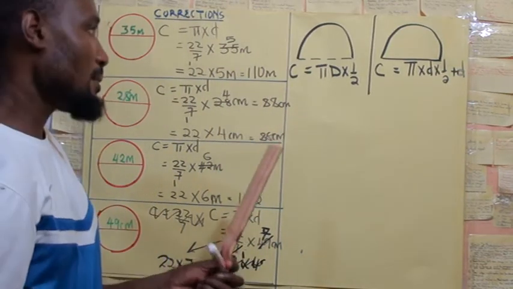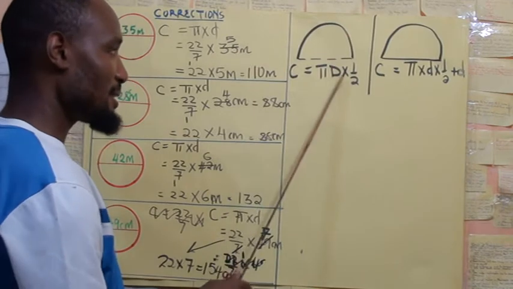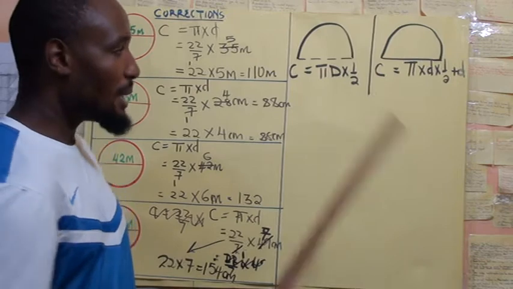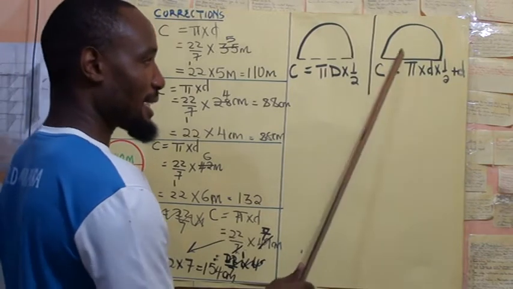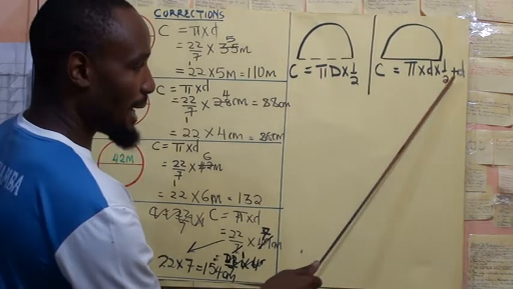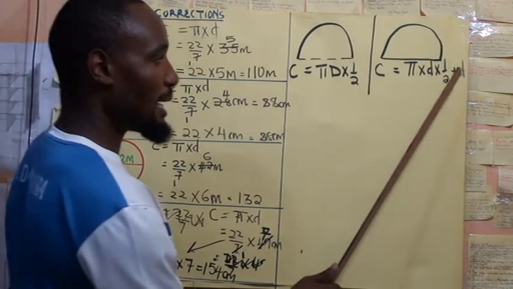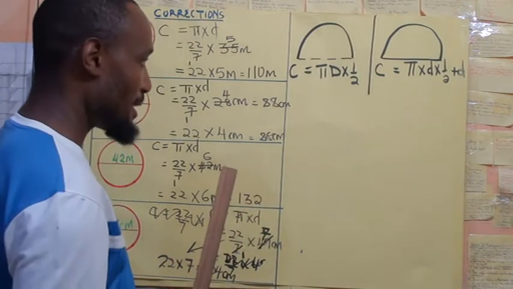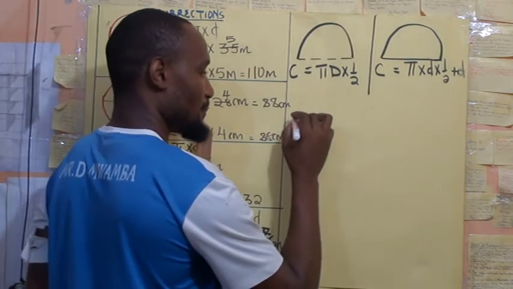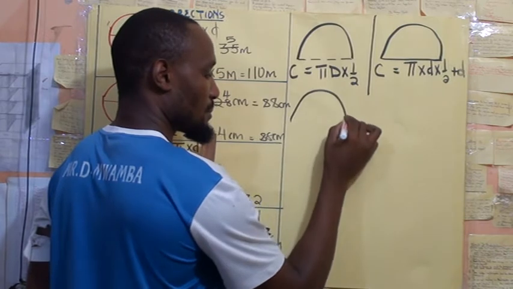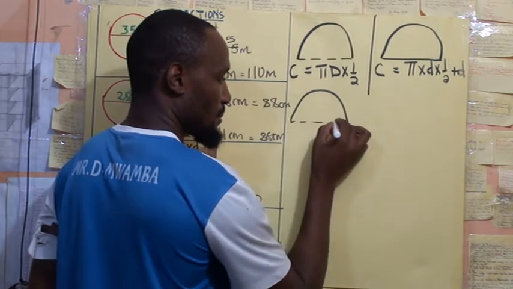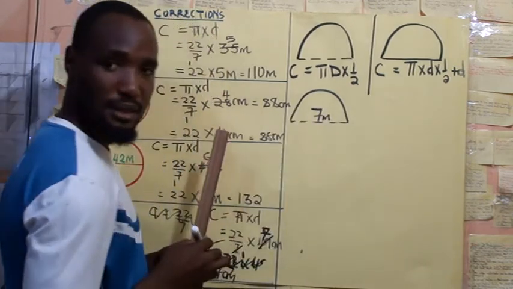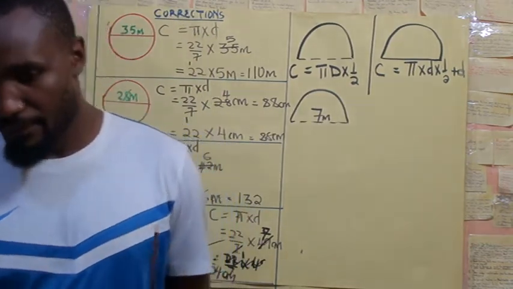What I mean is that you get the circumference multiplied by a half for this one which is not complete. But this one which is complete, you get the circumference pi d multiplied by a half. After multiplying by a half, you will add the diameter again. Now, let's see if you are given that shape. For instance, this one. Seven meters. That is 7 meters.